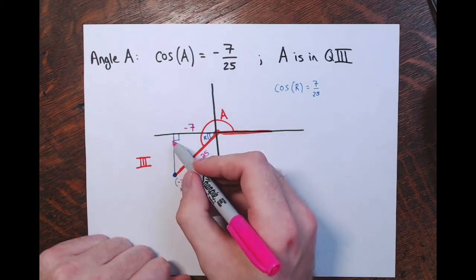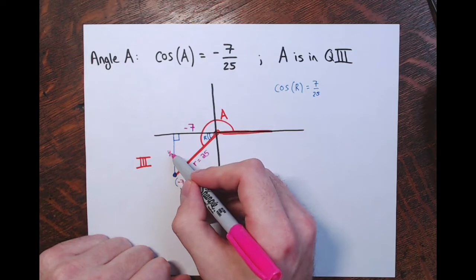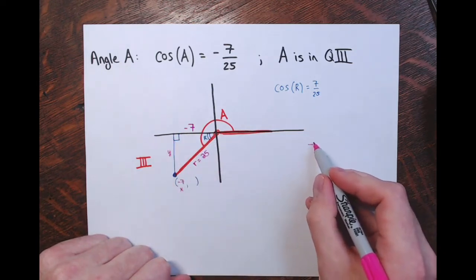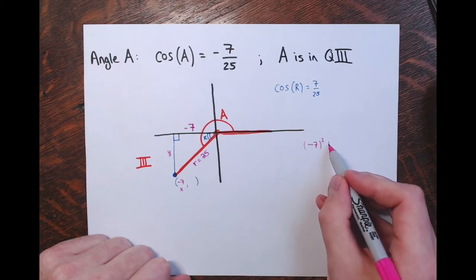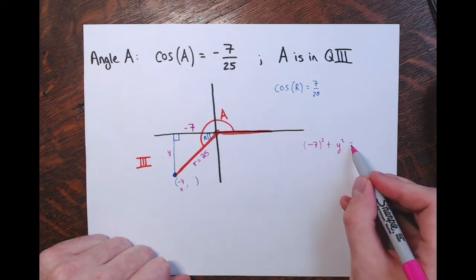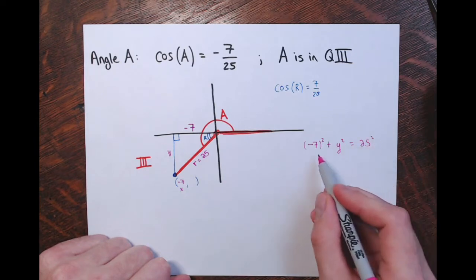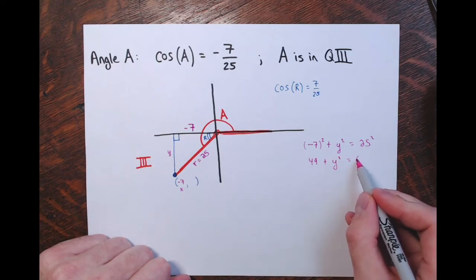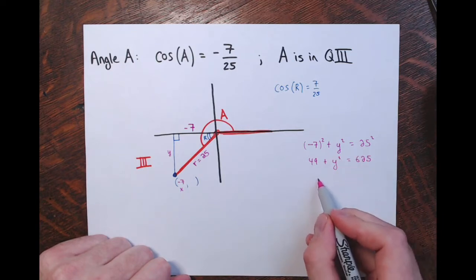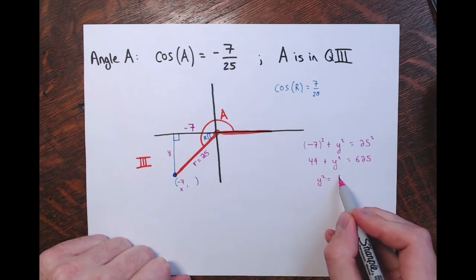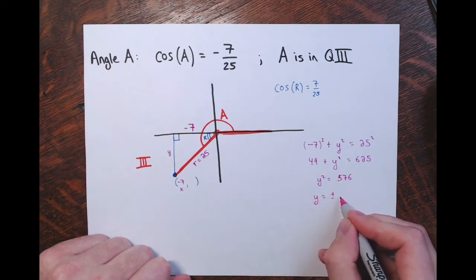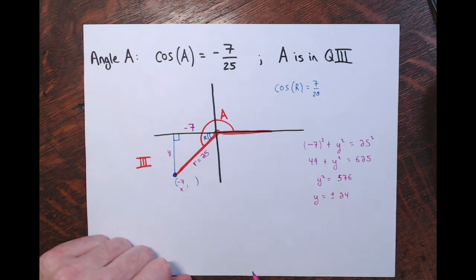And then I could use the Pythagorean theorem to find this y coordinate, the length of this side here. So using the Pythagorean theorem, we have negative 7 squared plus y squared equals 25 squared. So we have 49 plus y squared equals 625. Then y squared would be 576, subtracting 49 from both sides. Then taking the square root, this will be plus or minus 24. The square root of 576 is 24.